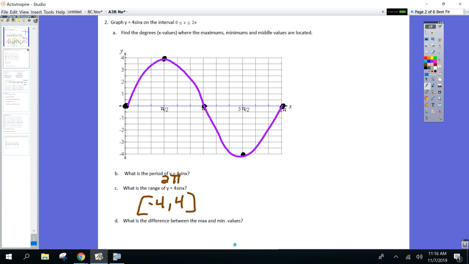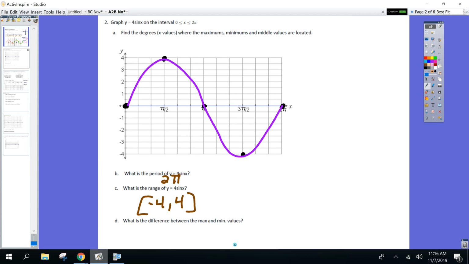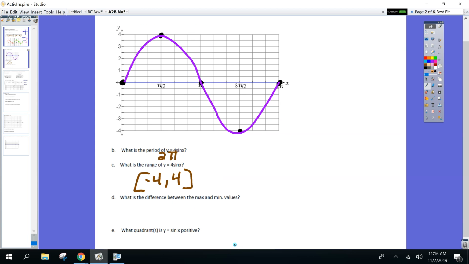What is the difference between the max and the min values? The difference. Okay, so here we go. Ready? What's the max value? 4. Difference means I'm going to do 4 minus what's your minimum? So 4 minus -4. So it's 8. Yep. Or I could have gone to the graph and just counted. All right, the difference between them.